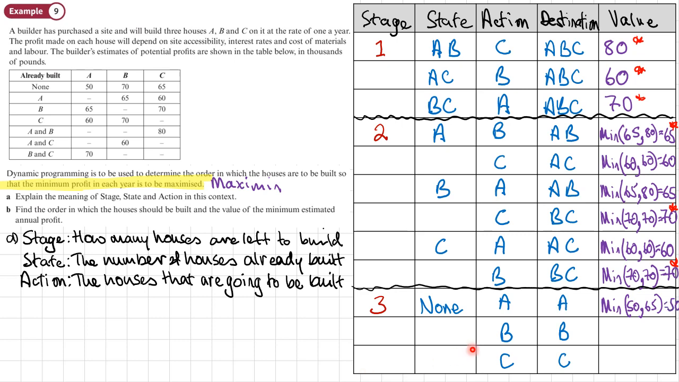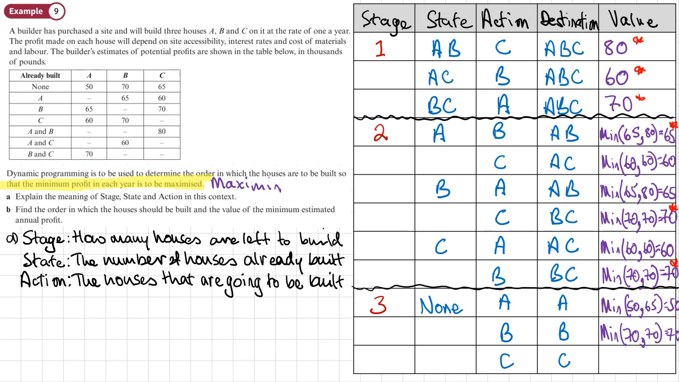If I move on to the next one, if I start building house B first, that means that none's been built before it. That's going to be 70. So min 70. If I then take this destination into the previous stage, B, and I look for my starred value, which is 70. So the minimum of those two is just going to be 70.